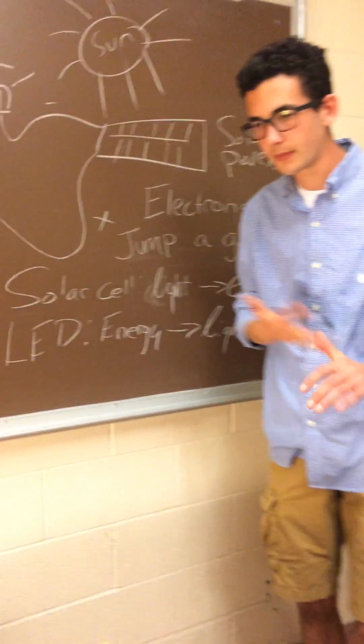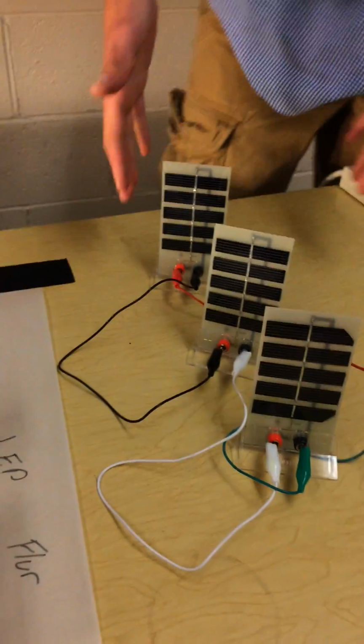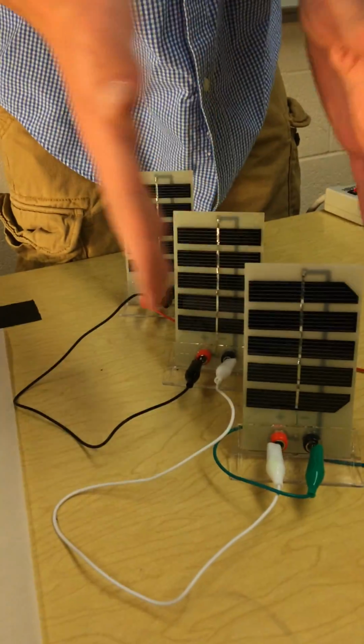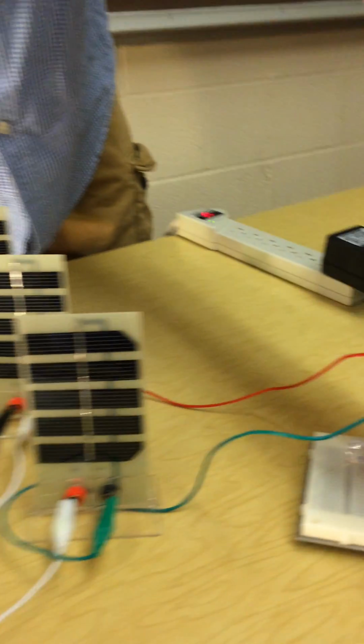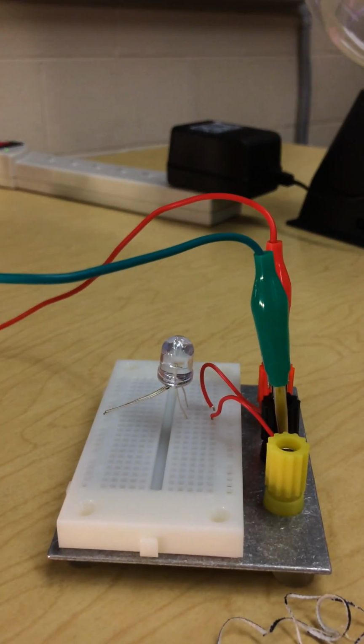So as you can see here, I have a little experiment showing solar cells. These are very small. They're about 1.5 volts each, and when you plug it into an LED, it's not glowing right now because there's not a lot of light in this room. Along with that, we're not outside. If we were outside right now, this thing would be glowing red so brightly.